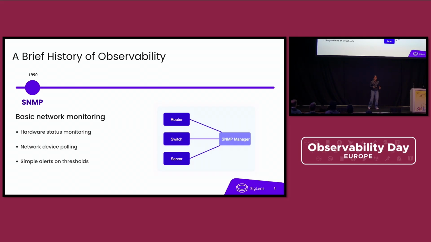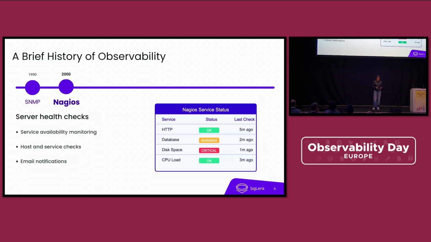So we started with basic network monitoring with SNMP. We get the hardware status like CPU, uptime, and memory. And admins can do network polling and get an alert if it crosses the threshold. Then we move beyond the hardware to services and servers. Now we have host checks and service checks. Now we have dashboards which have red or green signals. So now we know that if something went wrong, we get these signals.